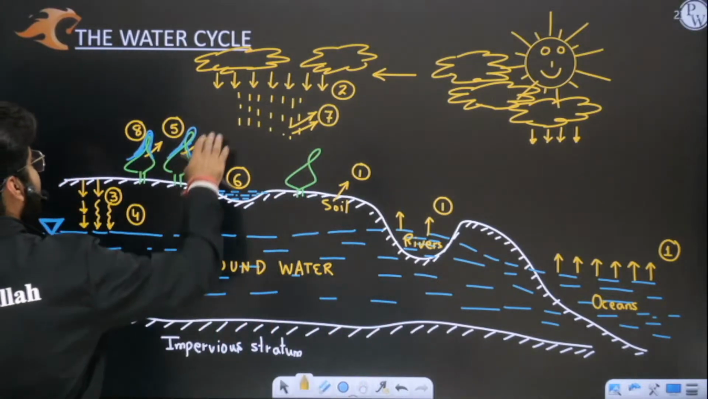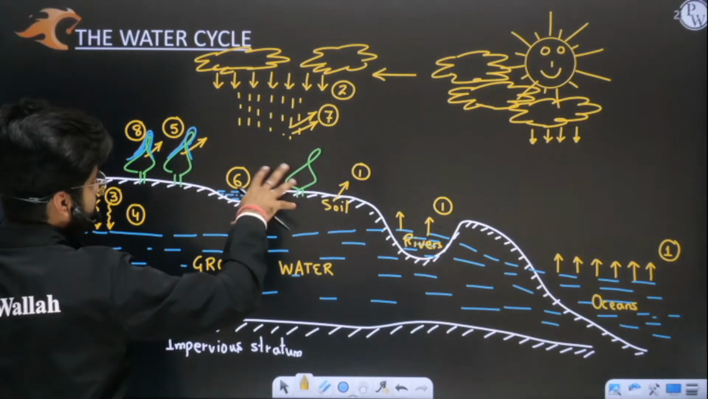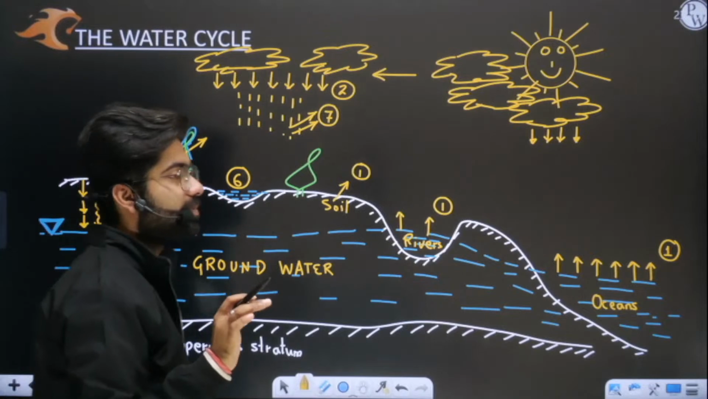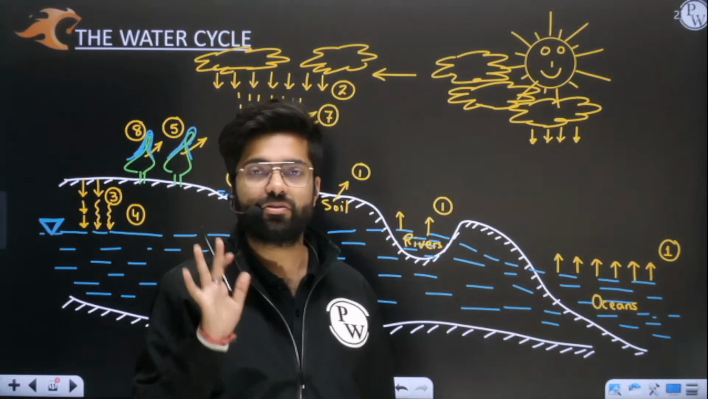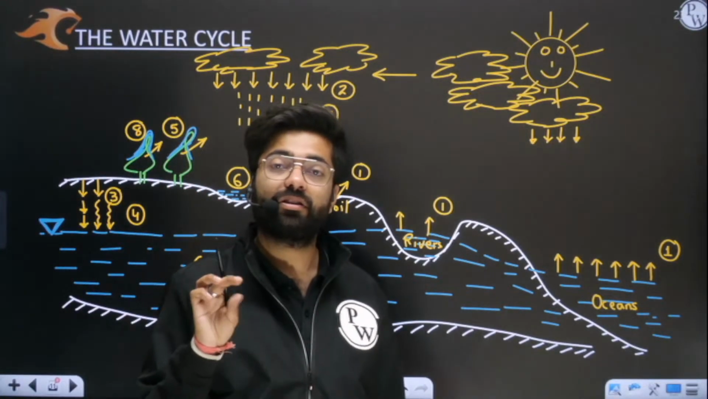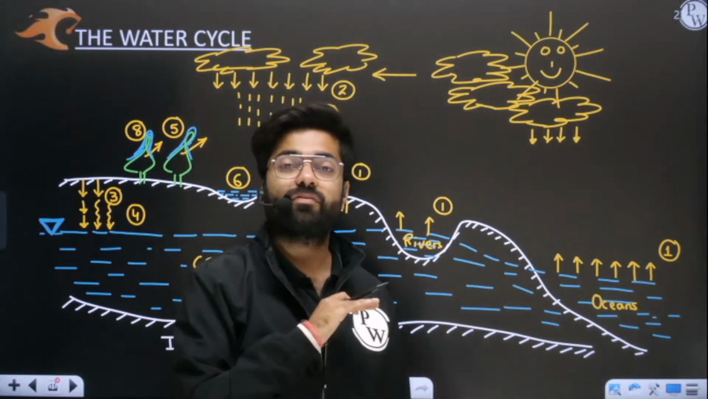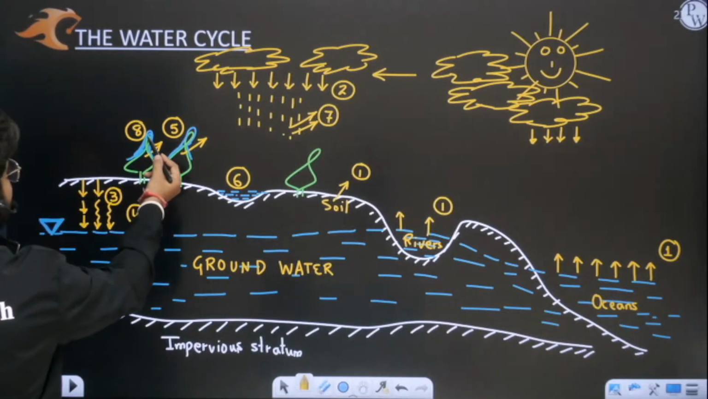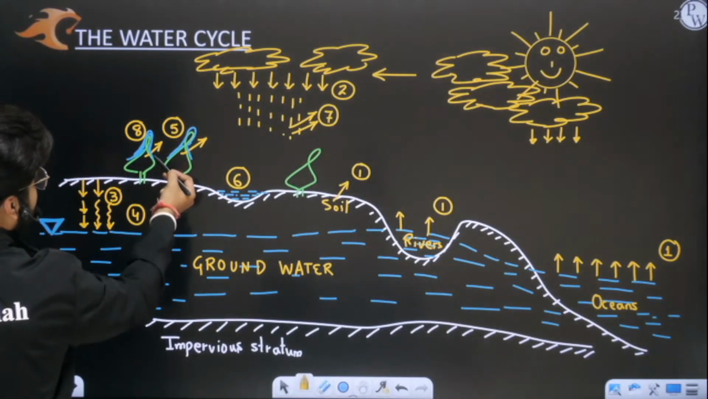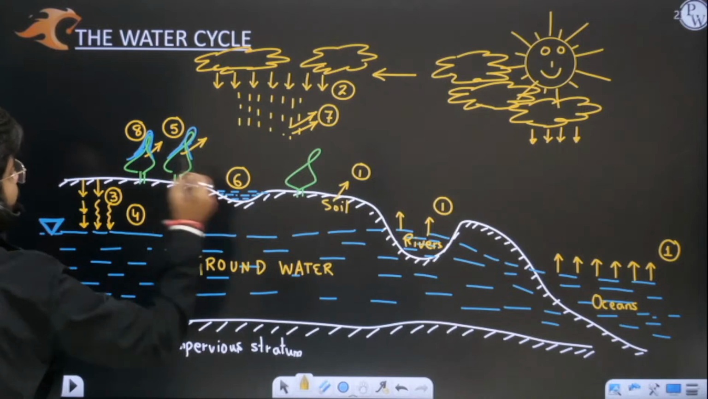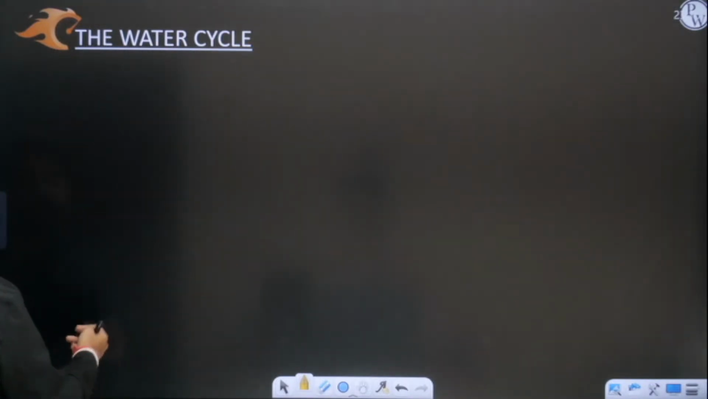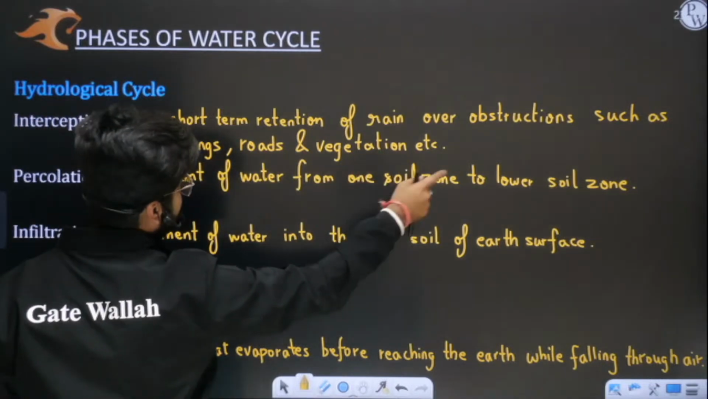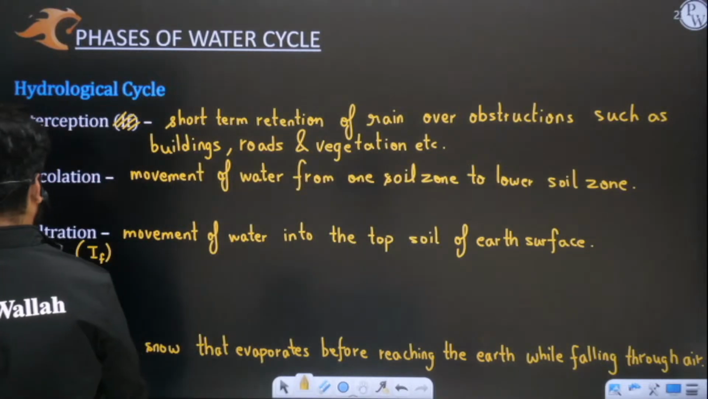And when this rain reaches near the earth's surface, some water will be obstructed by trees and will not reach the ground surface. Yes or no? That will not reach the ground. That is interception. Interception means the water which is obstructed. That is number 8. You can see that some water has been blocked by this tree and is unable to reach the ground. Is it clear now? That water will be obstructed by buildings, roads, vegetation, etc. I hope this is clear to you.